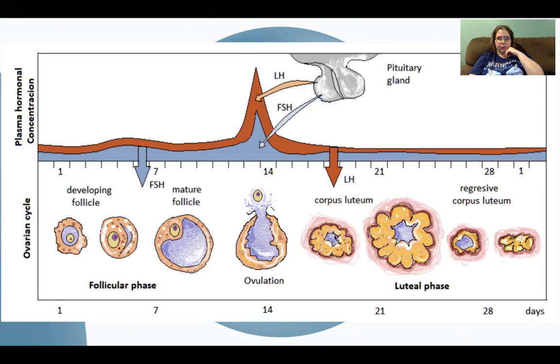Then we have the corpus luteum, forming from the residual follicles. And you'll notice that these levels, this is the point where they level off. So the corpus luteum gets bigger, and then it breaks down, and we're back to where we start, where we now have a new egg with its own follicular cells around it to go through this cycle.